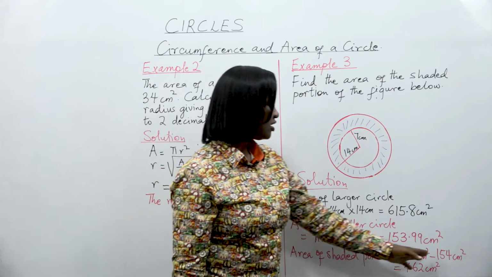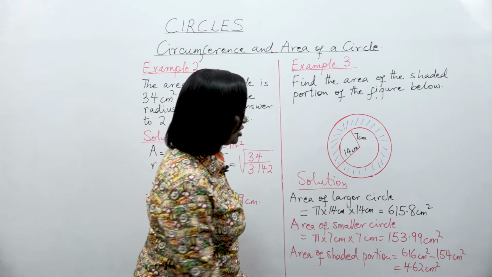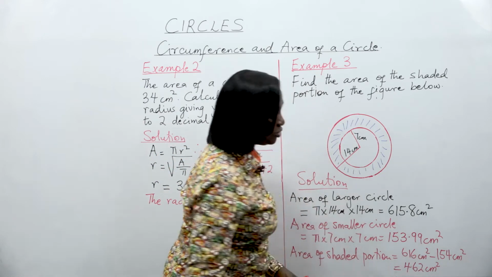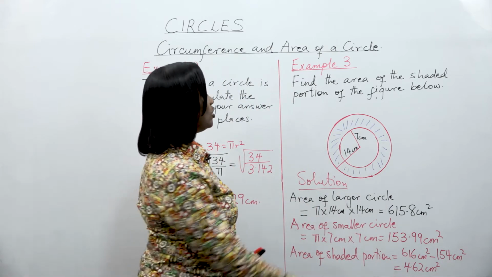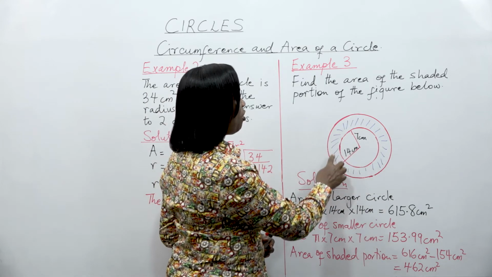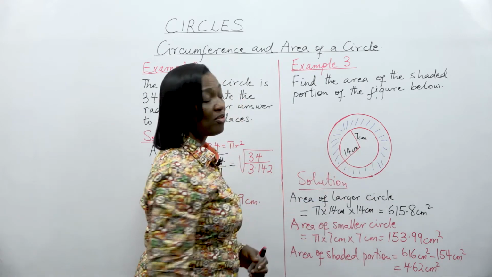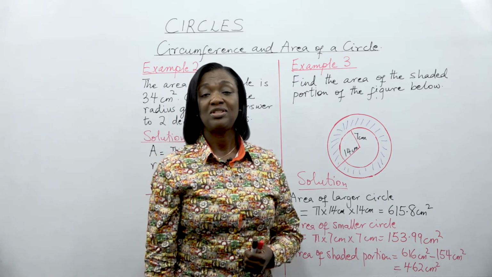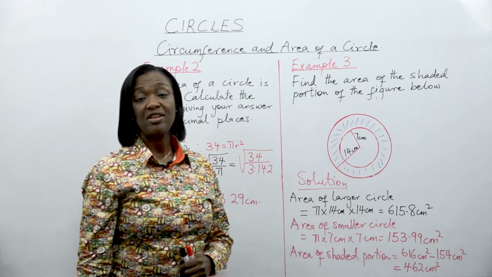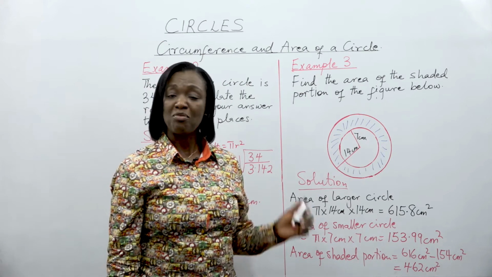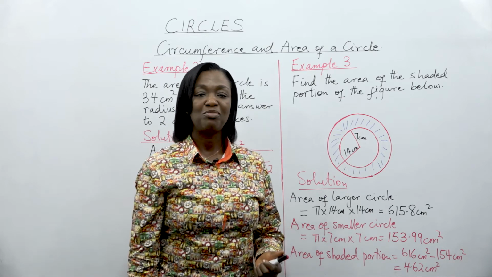Then we find the difference, and the difference is 462 centimeter squared. So the area of this shaded portion is 462 centimeters squared. Go over it again. You will find out that it's easy. And get more examples from Brilliant Maths Module 4.